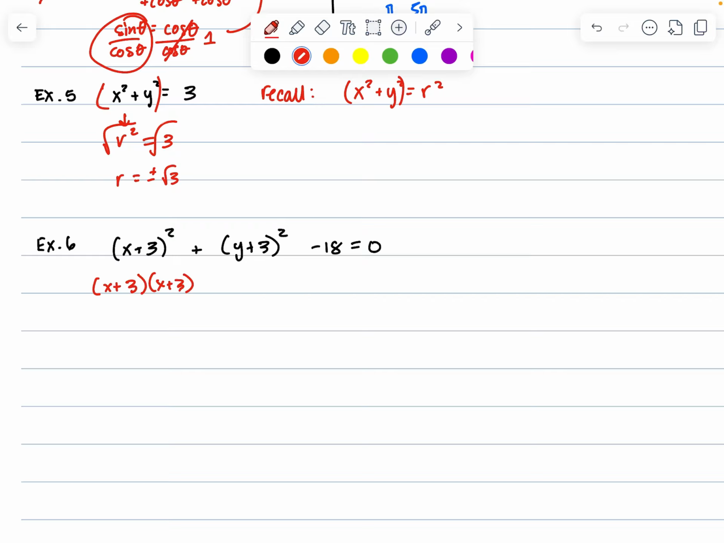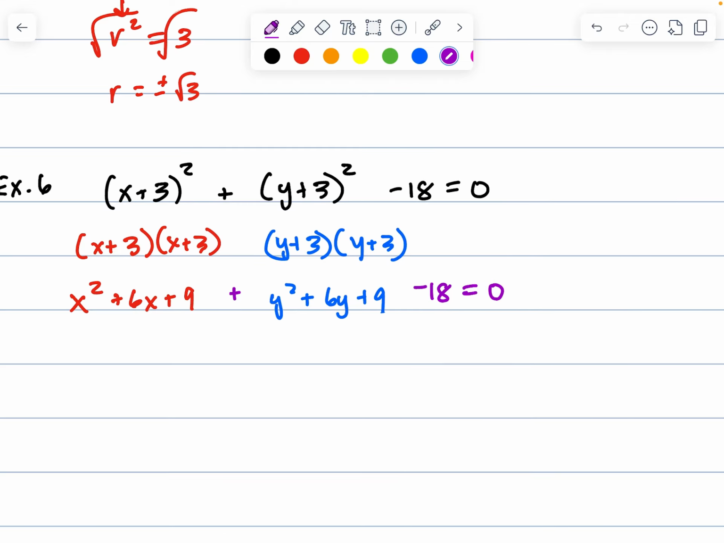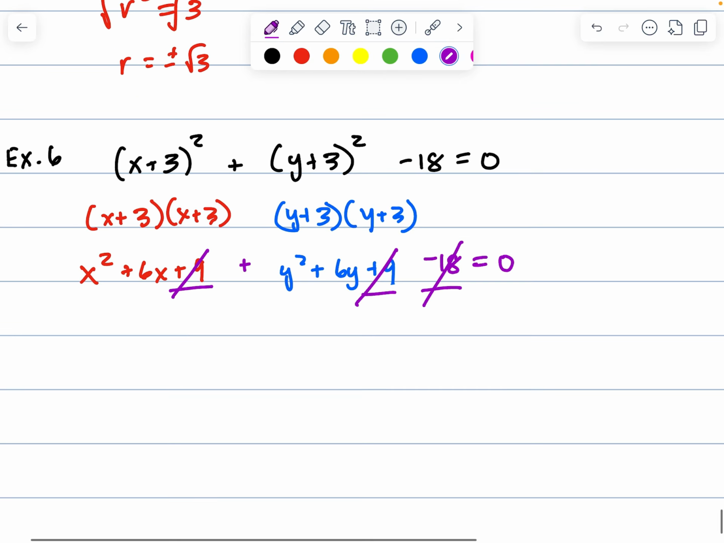x plus 3 times x plus 3 should end up being x squared plus 6x plus 9. And then the y's would be y plus 3 times y plus 3, which gets you y squared plus 6y plus 9. Sorry, I'm just making sure I copied the problem down correctly. And then there's a plus between these, and then there's a minus 18 on the tail end, is equal to 0. Now, combining like terms is going to be helpful because we have a plus 9 and a minus 18, which all kind of wash away, which is really, really nice.